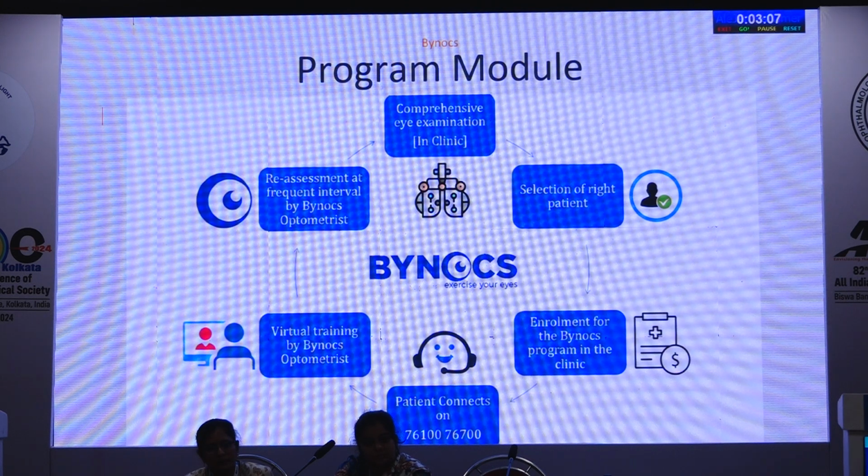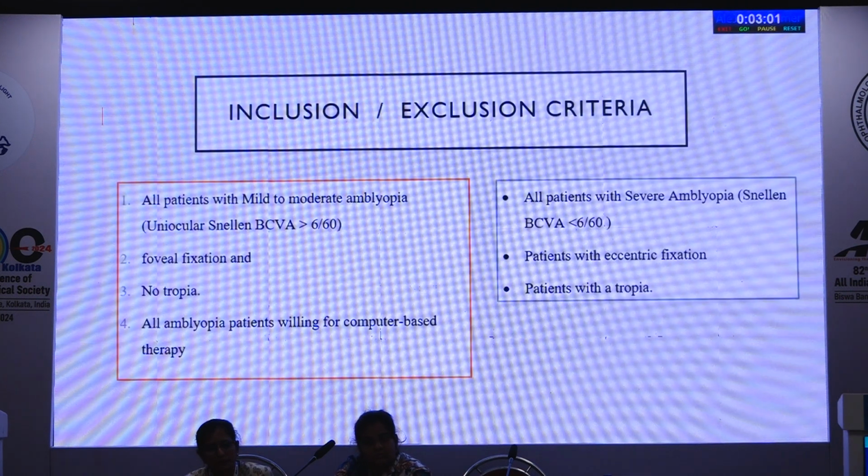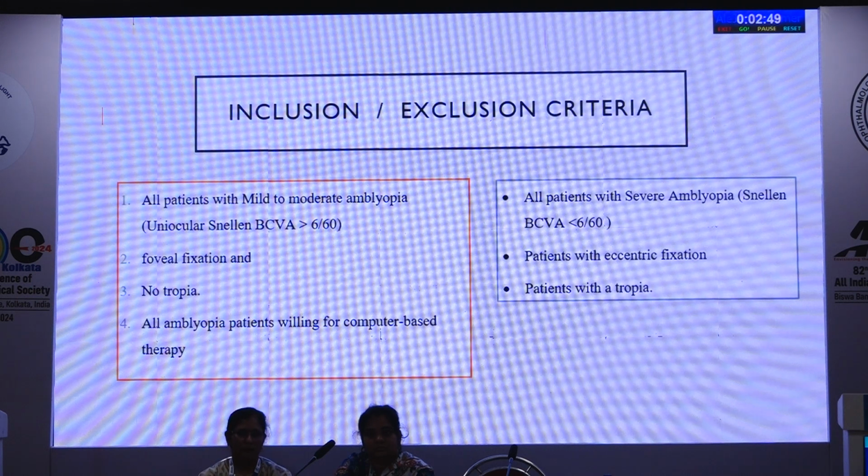and enrollment followed by virtual training and then reassessment by the Binox optometrist and also by us in the clinic. So as I said, the inclusion criteria: it works very well in mild and moderate degrees of amblyopia, usually a BCVA more than or equal to 6/60 Snellen. Foveal fixation is important. There should not be any tropia more than 5. You have to treat it with prisms and then you start the therapy.